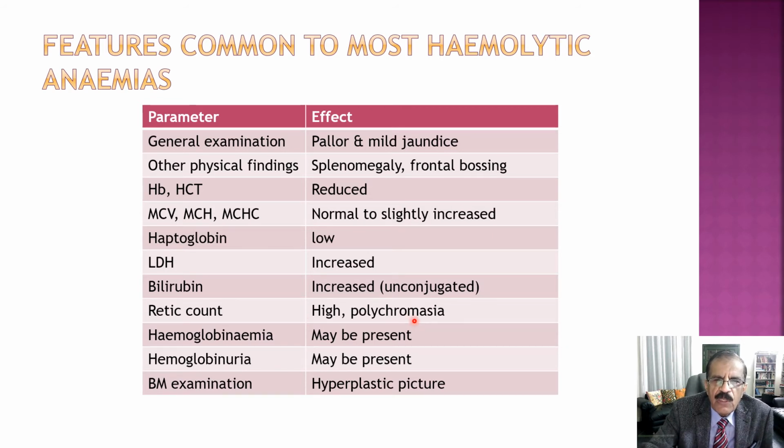Then there is polychromasia. That means cells even younger than reticulocytes are present in the peripheral blood. Hemoglobinemia is very rare because all the hemoglobin is either taken up by the haptoglobin or excreted in the kidneys, but in some cases there may be free hemoglobin in the blood. Hemoglobinuria: hemoglobin is excreted in the urine and that is converted into hemosiderin also, and the bone marrow will be hyperplastic. So these are the common features which you would see in all hemolytic anemias.